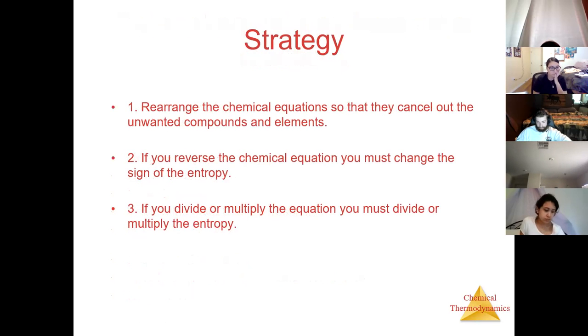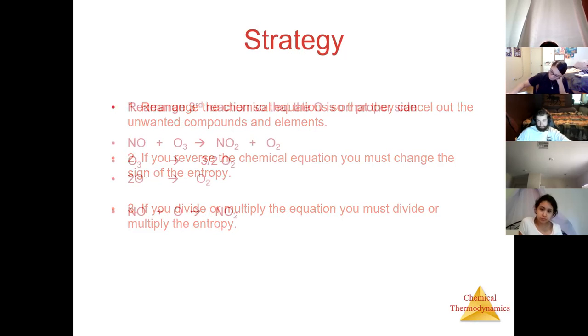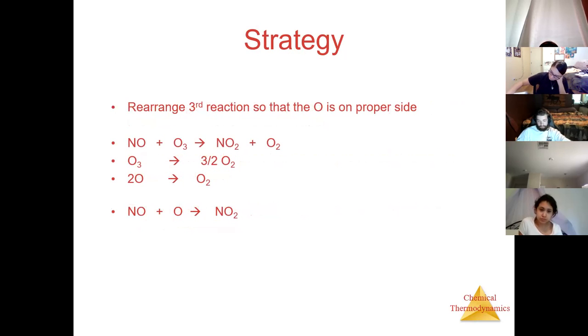We're going to rearrange so we cancel out all the unwanted compounds and elements, and there are some rules. If you reverse the equation, you must reverse the sign of the entropy. If you flip a reaction, if the entropy was positive, you have to make it now negative. If you multiply or divide the equation, you must also multiply or divide the entropy.